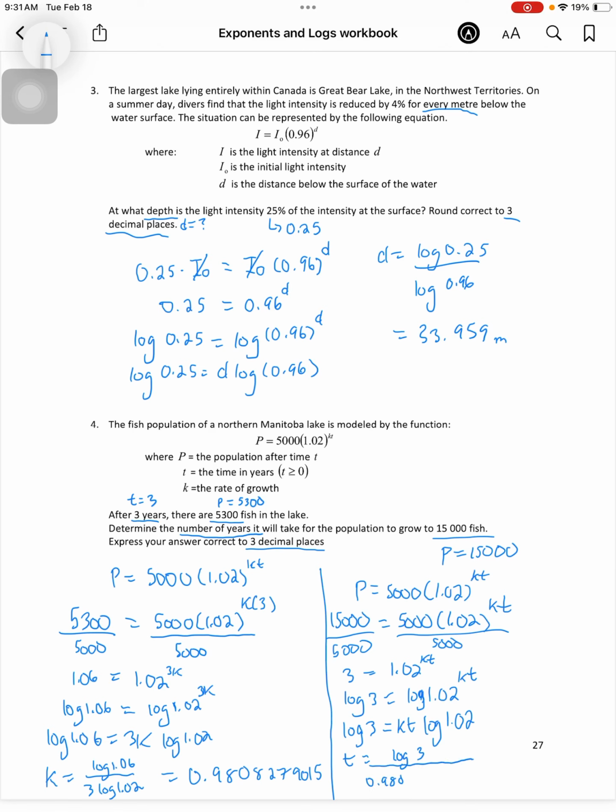Now when you isolate for t, it's going to be t equals log 3 divided by that big value, 0.9808279015, times log 1.02. Now when you plug that in, you get t is equal to 56.563 years.